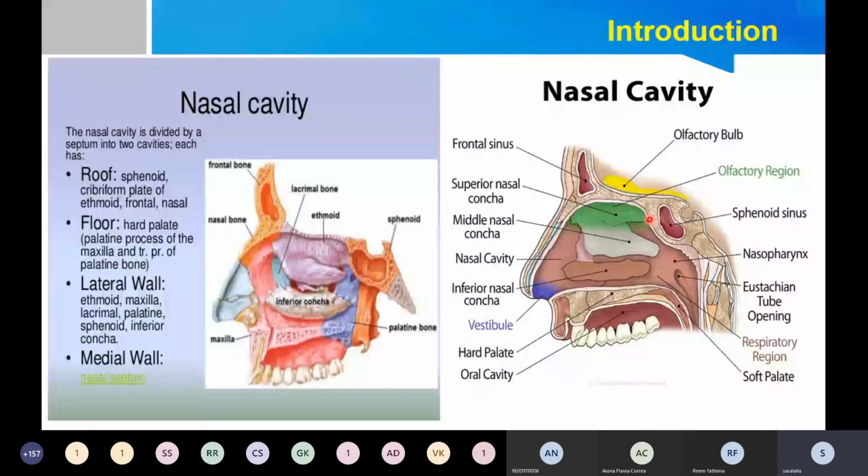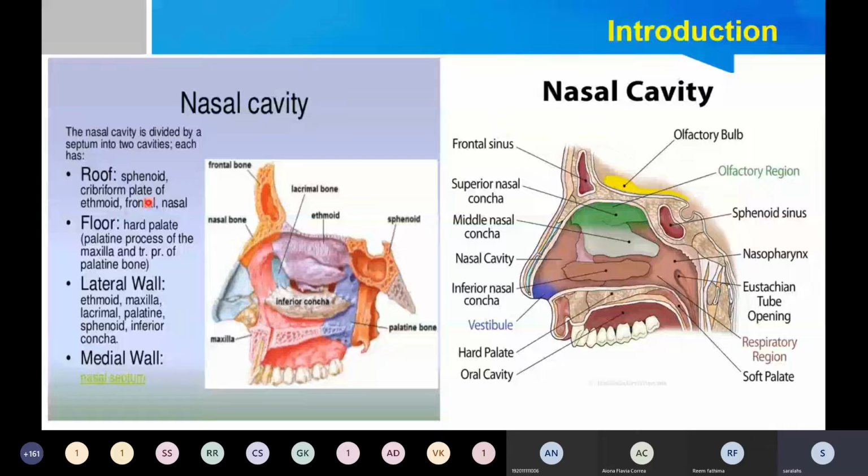So this is one nasal cavity, one half of the nasal cavity, which is separated from the other by a medial wall or the median wall, that's called the nasal septum, and this is the lateral wall. So what are the bones which are forming the roof? If you can observe here, the roof is formed by the sphenoid, especially the body of sphenoid, and the cribriform plate of the ethmoid.